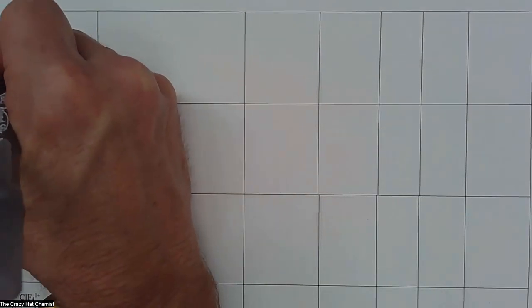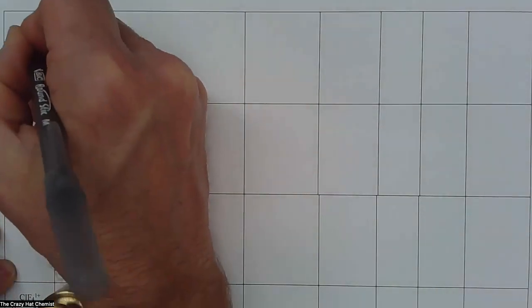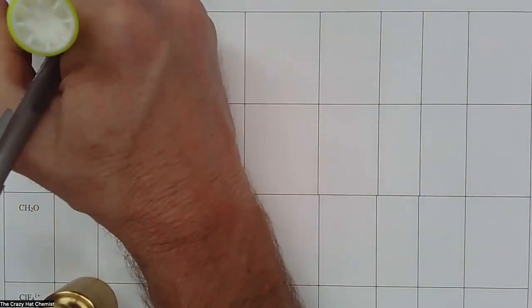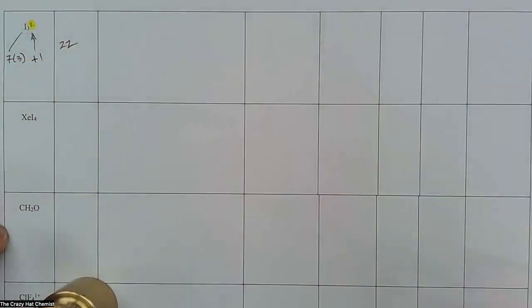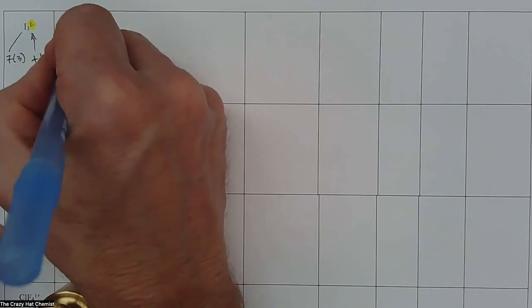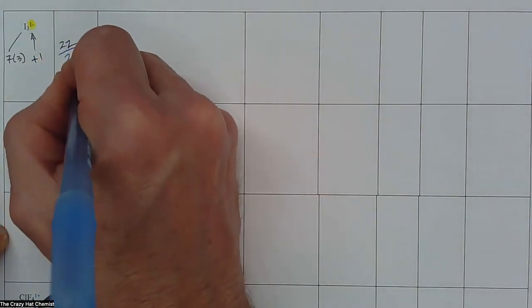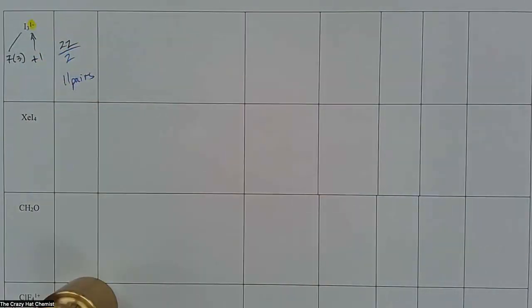So seven valence electrons, and there are three of them. And then this charge here, since it is a negative charge and we're adding up electrons and electrons are negative, that means that we are going to add one more for that. So that's going to be 22 total electrons. I'm going to divide this by two and I'm going to get 11 pairs. So 11 pairs of electrons is what I have here.